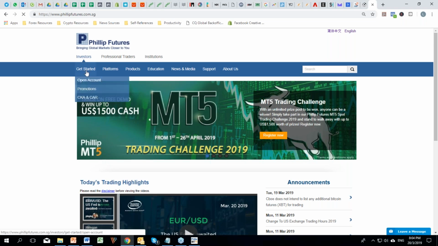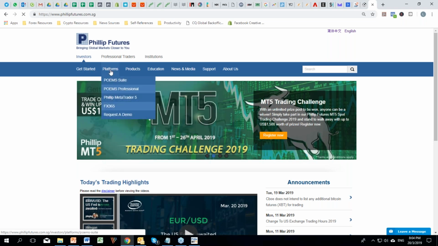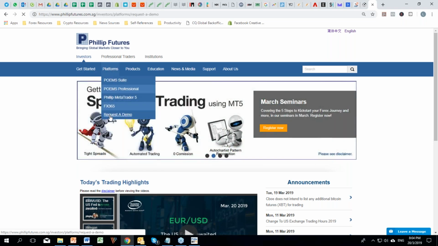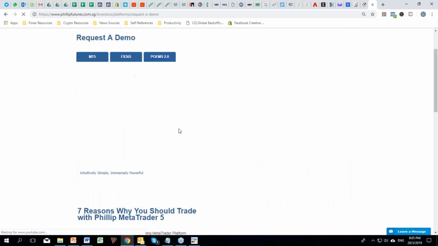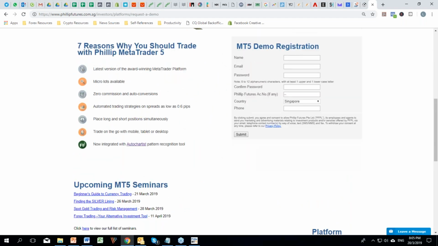The other way you can do this is by coming over to investors platform and requesting a demo. And over here, as you fill in your particulars, in the same way, you will be given an email with the login details that you need, your password and your login ID. From then on, you will also be able to receive a downloadable file where you can install our MetaTrader 5.